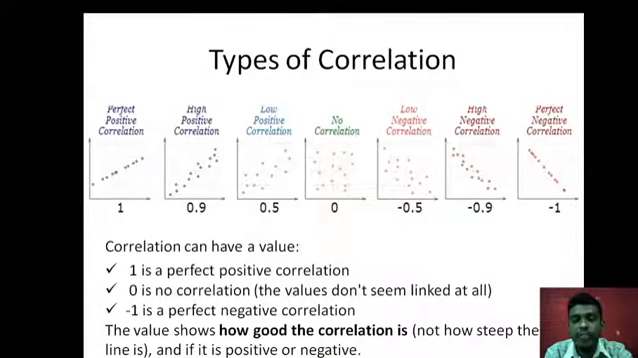Now remember, the value shows how good the correlation is, that is how strongly the two variables are related to each other. They do not show how steep the line is, that is they do not tell anything about the slope of the line. They only tell how strong the relationship or the association is between the two variables.